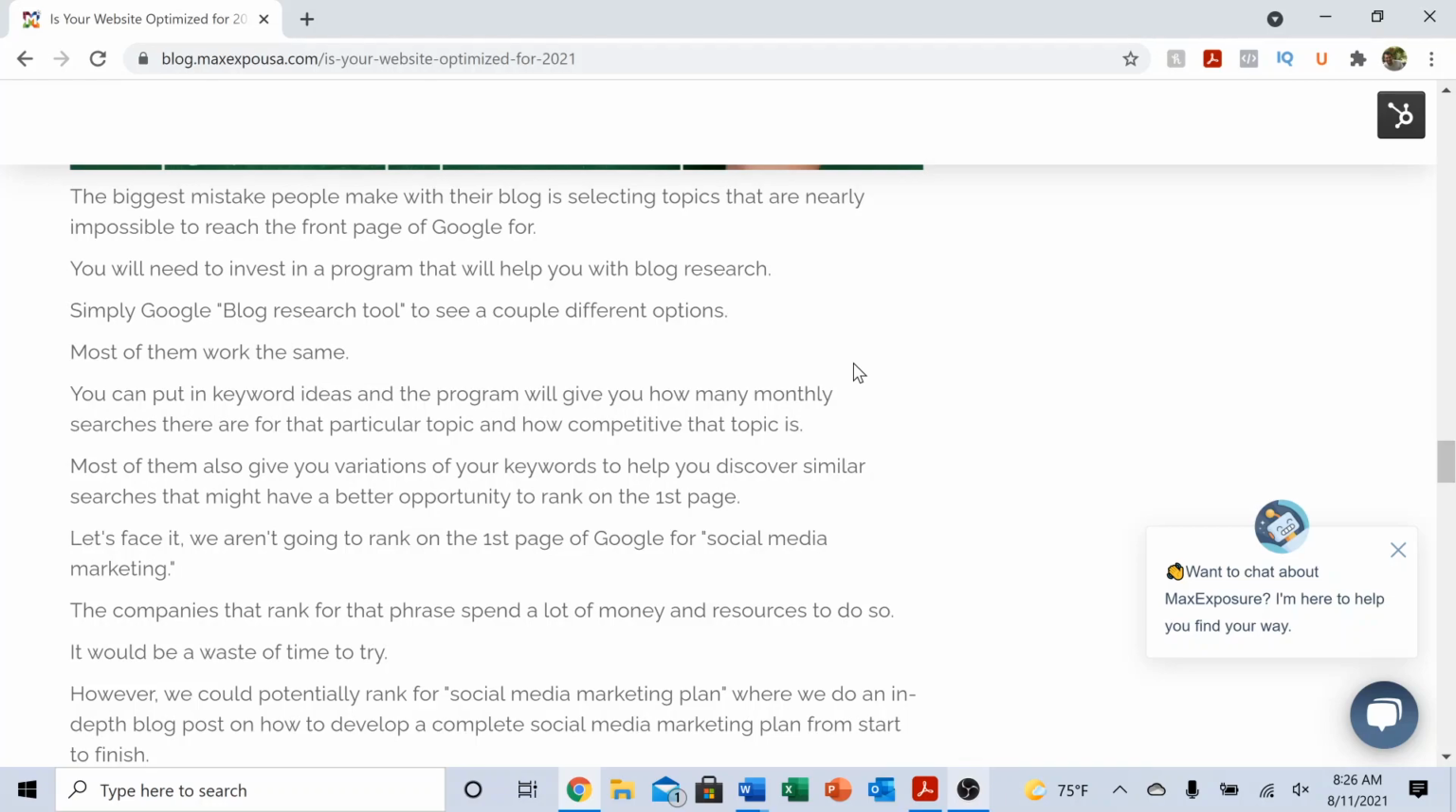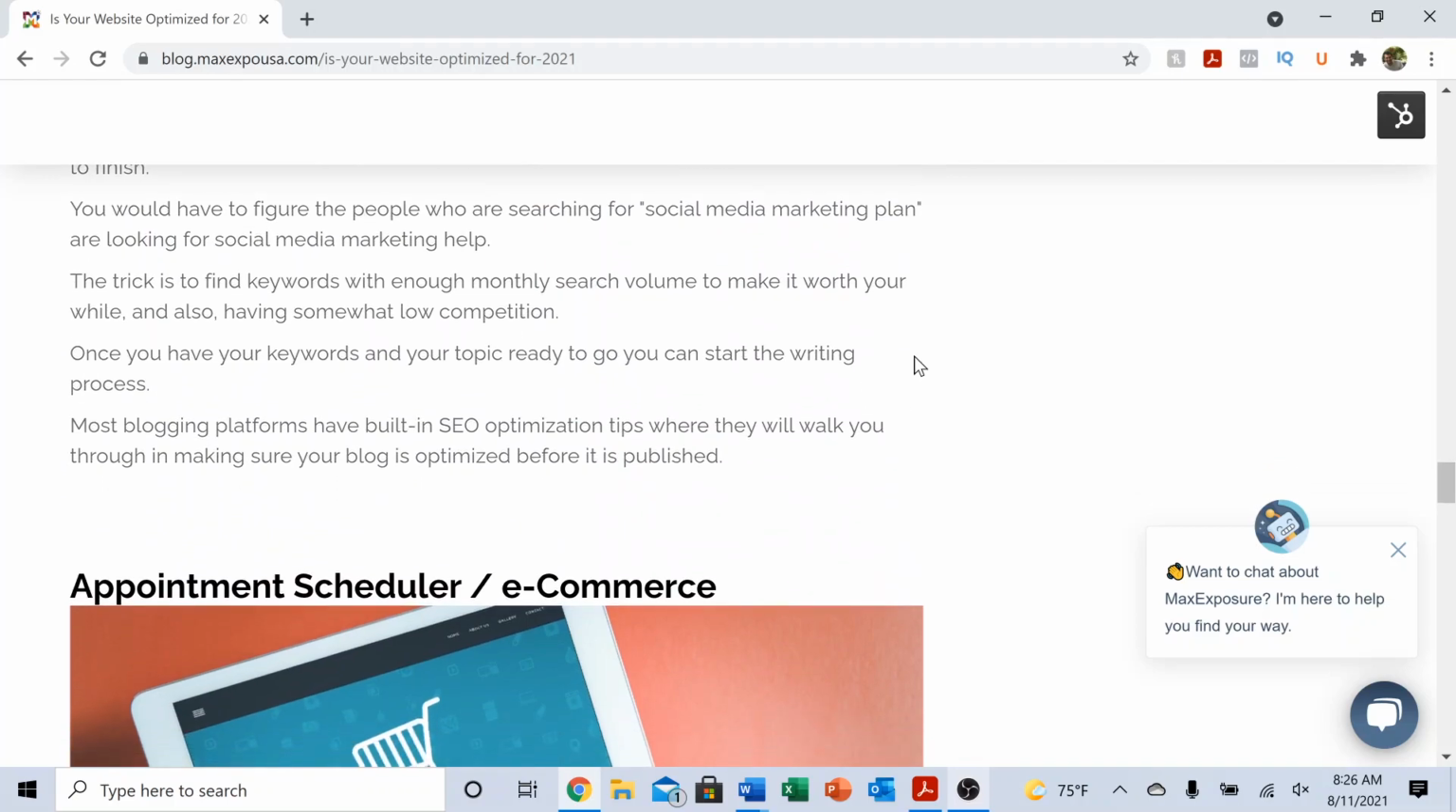So there are programs out there that can help you do this keyword research. If you just Google keyword research tool, you'll see a bunch of them come up, and that can definitely help you out. But the idea is you want to find keywords that have enough search volume that make it worth your while, but low enough competition where you have a chance of actually being ranked. So just keep that in mind.